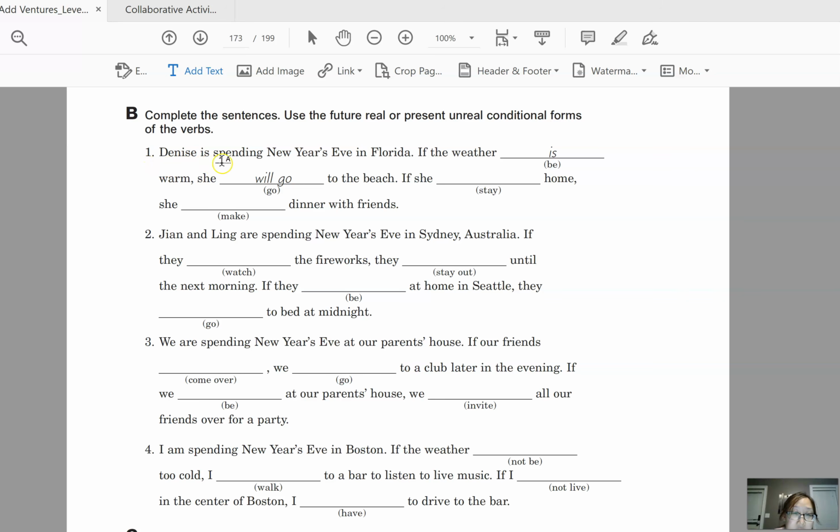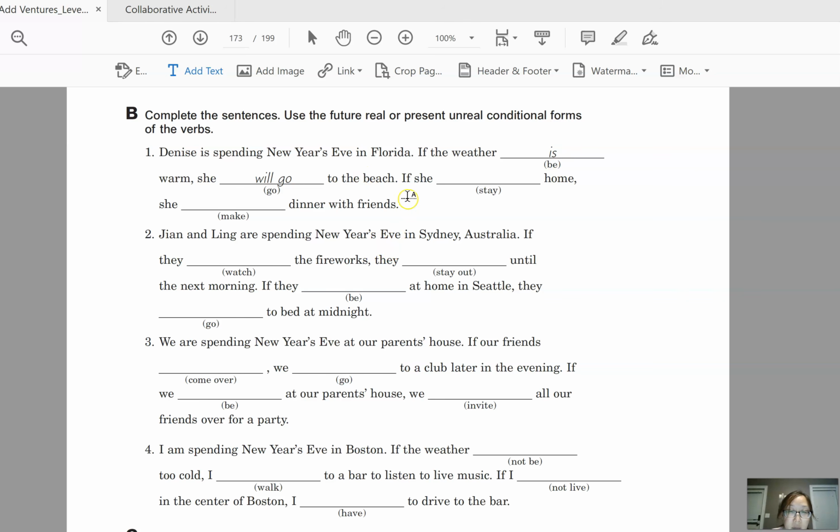Okay, Denise is spending New Year's Eve in Florida. Okay, so this is something that we know for sure. Okay, if the weather is warm, she will go to the beach. Okay, so here's the conditional. If the weather is warm, she will go in the future to the beach.